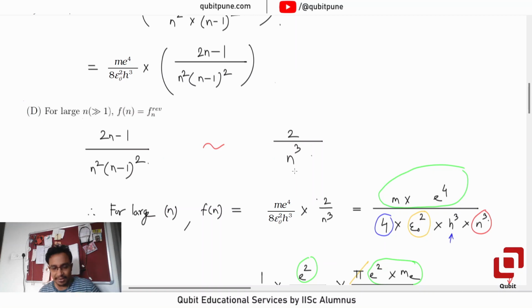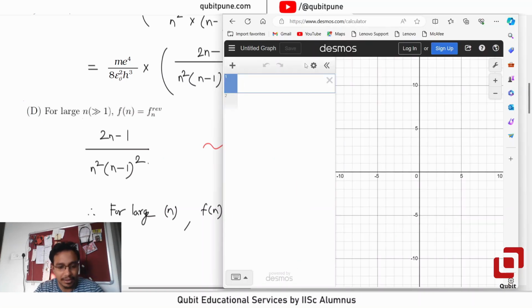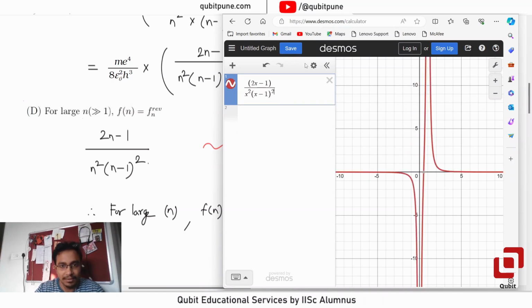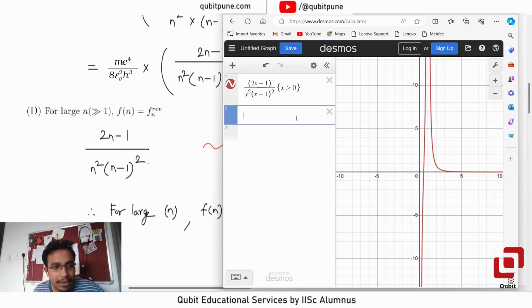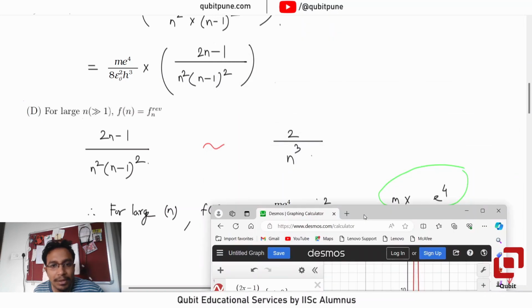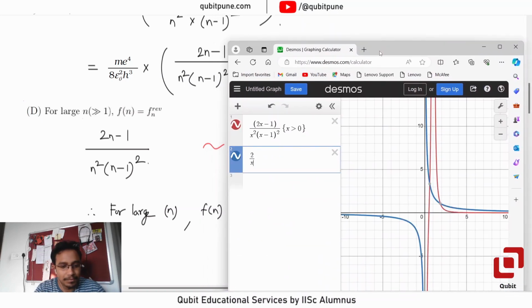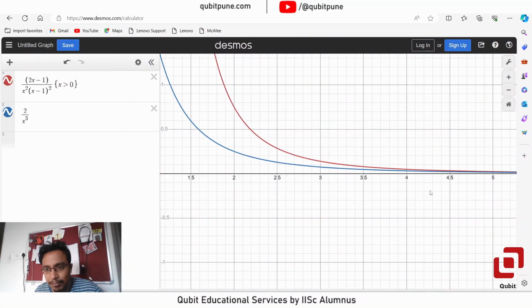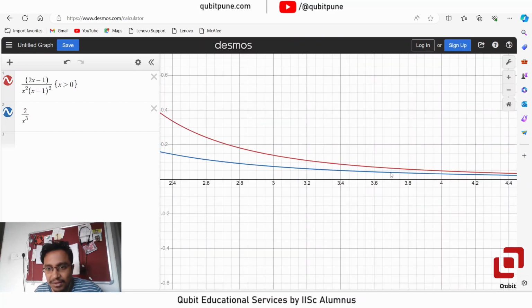Now let's check that. First of all, let us go for 2x minus 1 upon x squared into x minus 1 the whole squared, x greater than 0. That's the value. And now let us go for 2 upon x cubed. Now look how quickly both the curves merge, right?